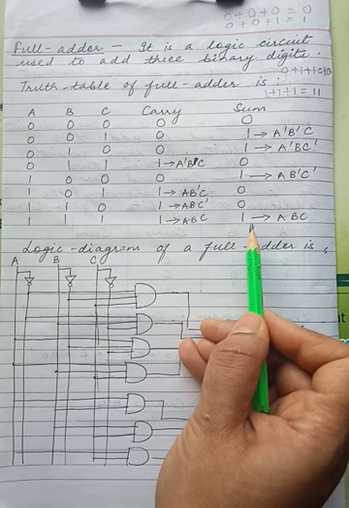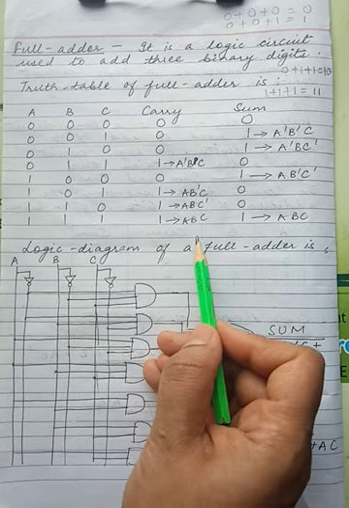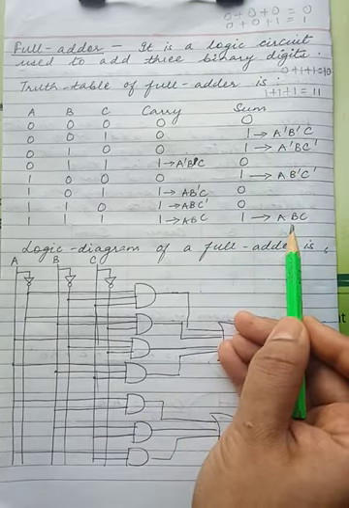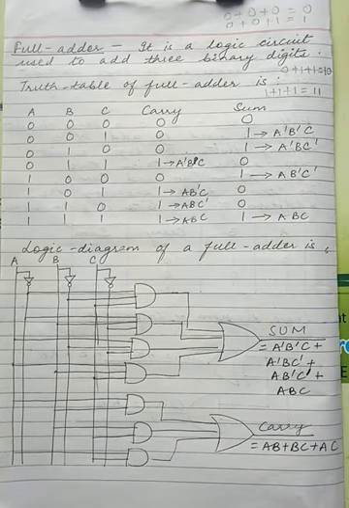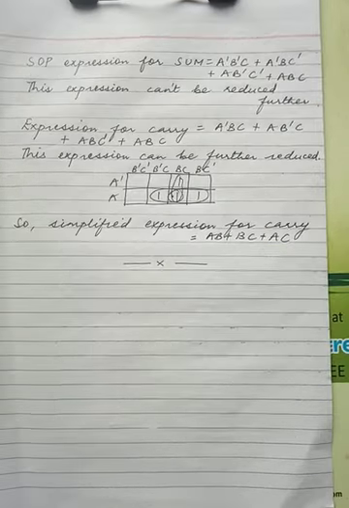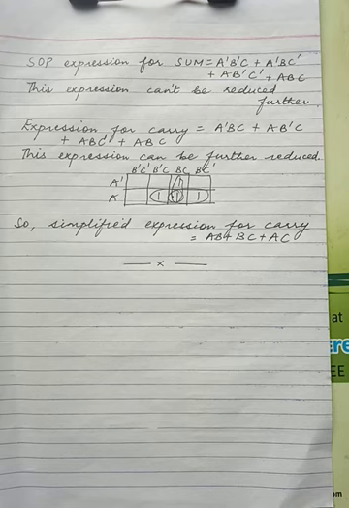We are forming the minterms of the true values in carry as well as in sum. Now I will discuss the logic diagram later. First, I will tell you the expression of sum and carry here. Now the SOP expression for sum you will get by adding the minterms at the true positions. The SOP expression for sum is A bar B bar C plus A bar B C bar plus A B bar C bar plus A B C. This expression cannot be reduced further, so we have to make the logic diagram using this expression only.